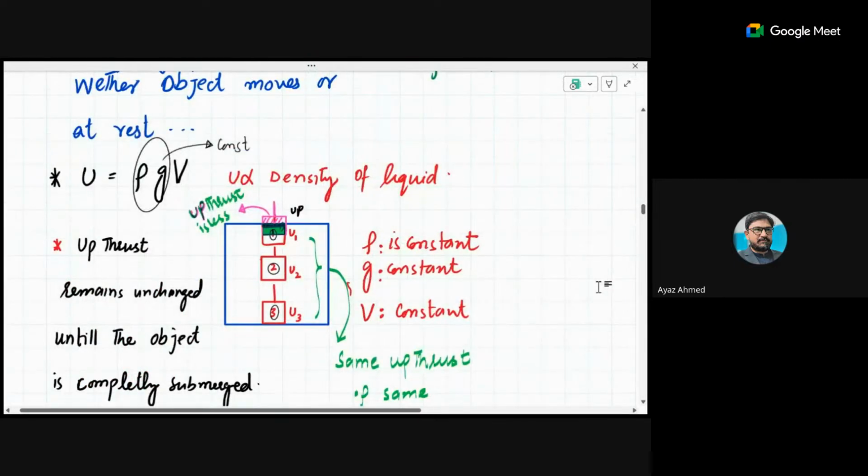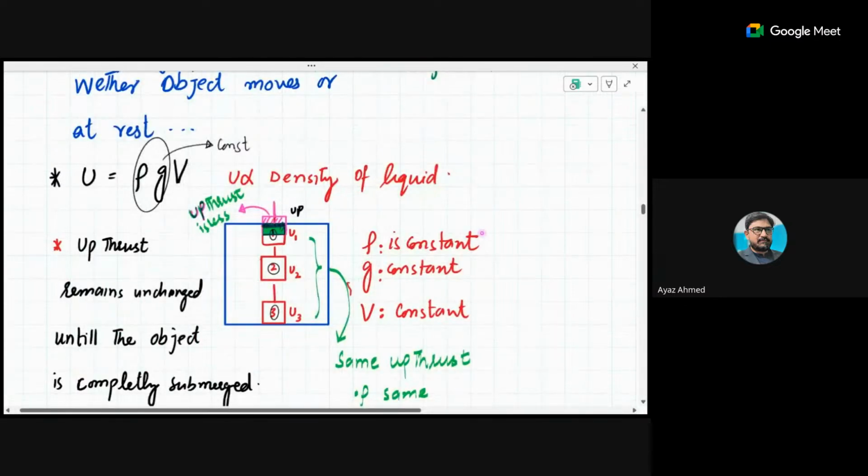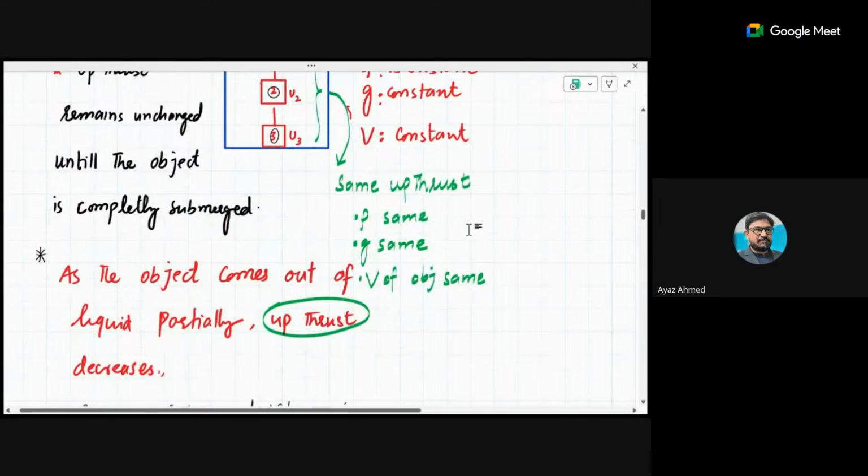Different questions are asked to you where an object is moved upward at position 3, and the upthrust force is the same as at position 2 and position 1. But as it moves upward and slightly out of the liquid, the upthrust would be decreasing. When the upthrust decreases, if you are holding the object by some force, you have to apply more force. Is this all clear?